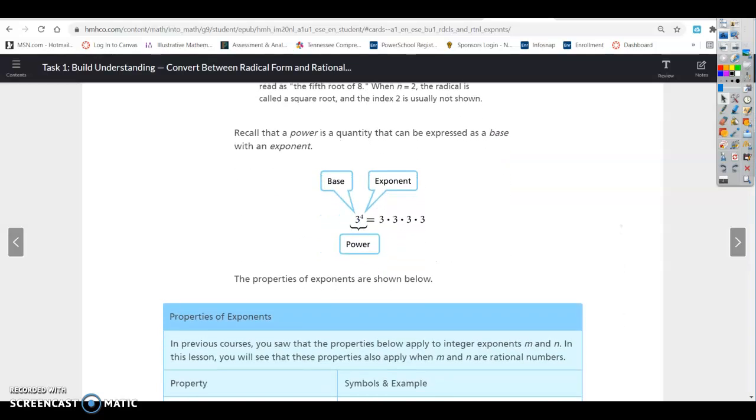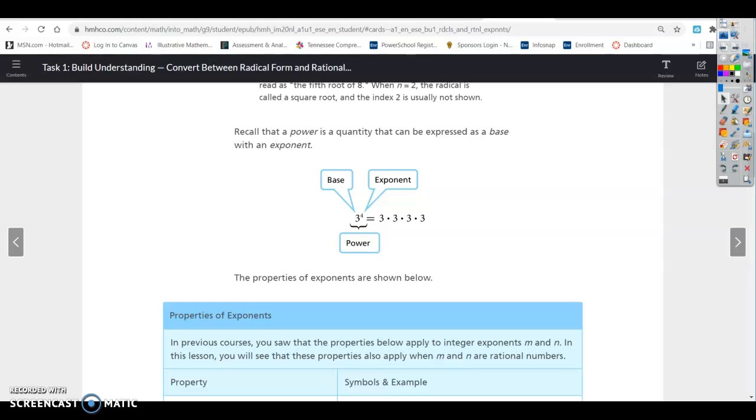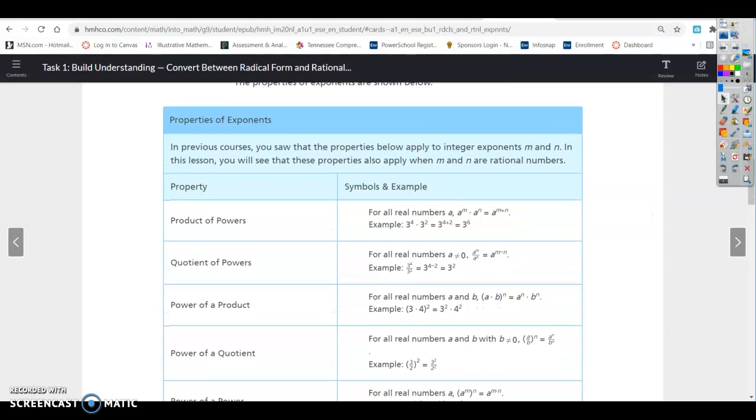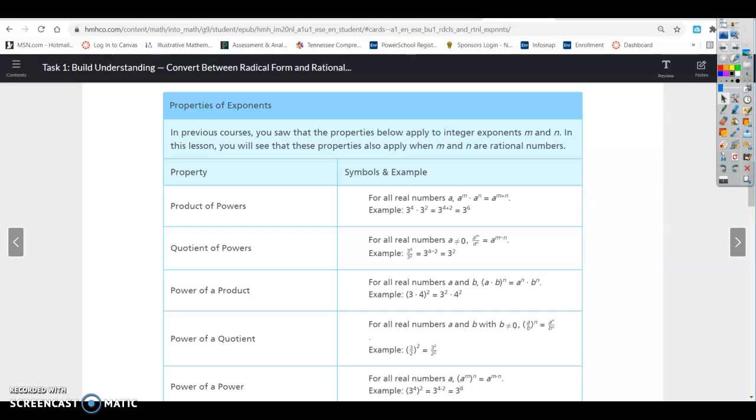All right, recall that a power is a quantity that can be expressed as a base with an exponent. So 3 to the 4th power is the same thing as 3 times 3 times 3 times 3, 4 times. The large number is called your base, and the exponent is the small number above the base. Together, this is called a power. The properties of exponents are shown below. These are very important. Make sure you have all of these and examples provided in your notes, because you will use these for several lessons. And you will even use these again when you get to Algebra 2.